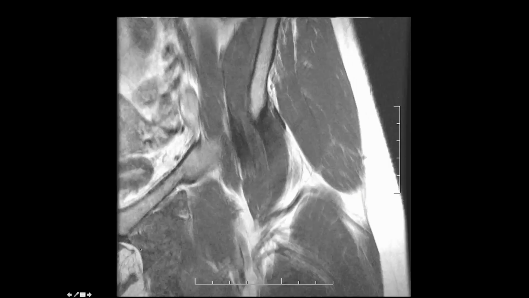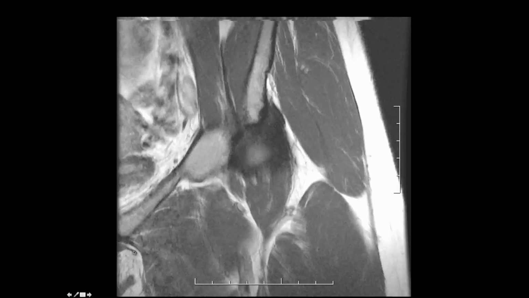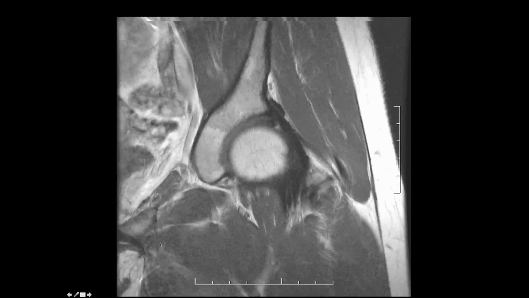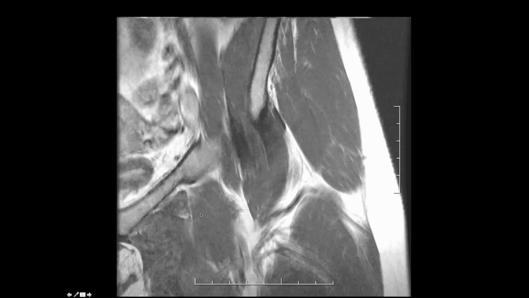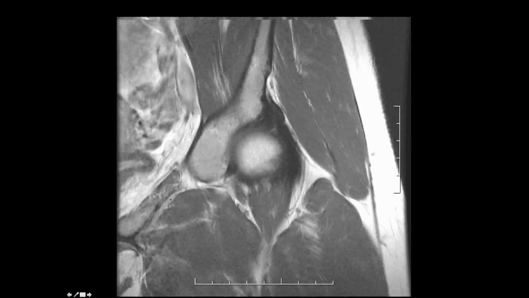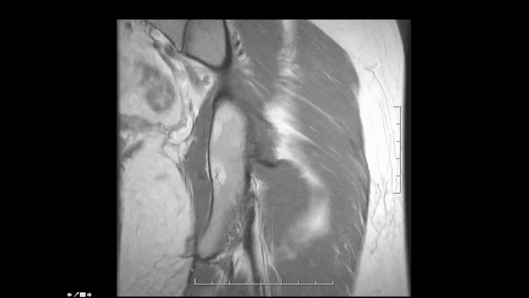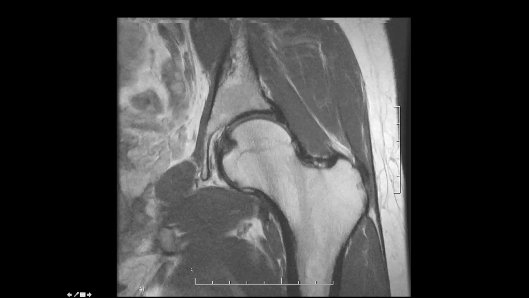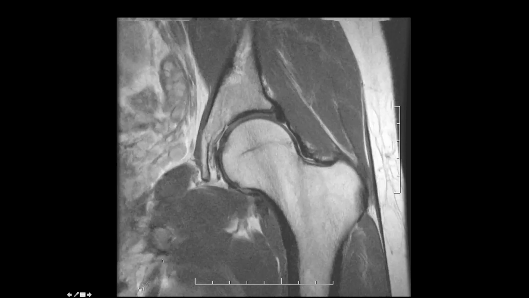Here we see the adductor longus attaching anteriorly to the pubic body, the pectineus. Deeper, we start seeing some fibers of the adductor brevis there. That's portions of the pectineus there. And then, as we extend posteriorly, we see the obturator externus, the obturator internus, the obturator foramen. Posteriorly, we will see portions of the adductor magnus. Here we see the gracilis.